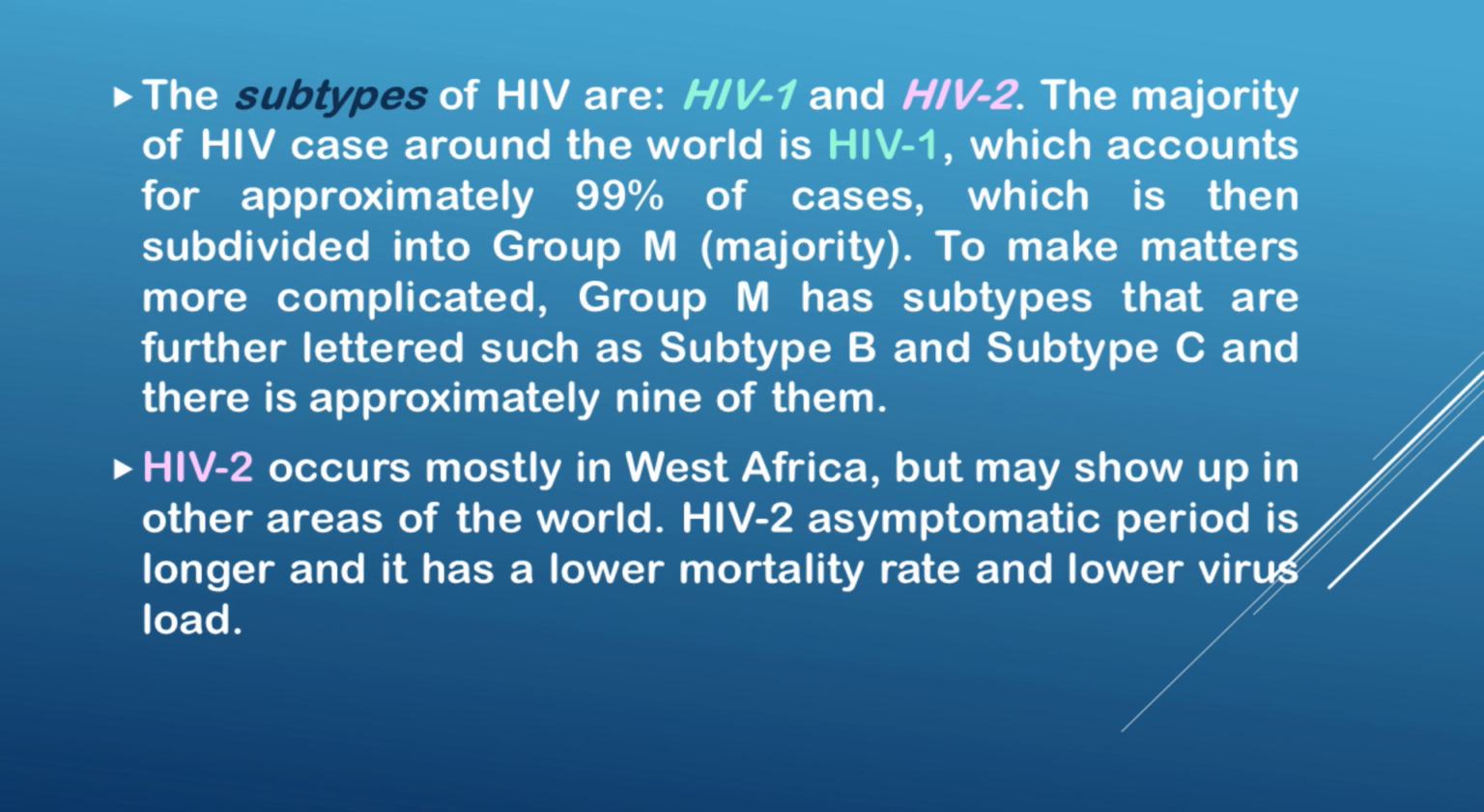HIV-2 occurs mostly in West Africa, but may show up in other areas of the world. HIV-2 asymptomatic period is longer and it has a lower mortality rate and lower virus load.